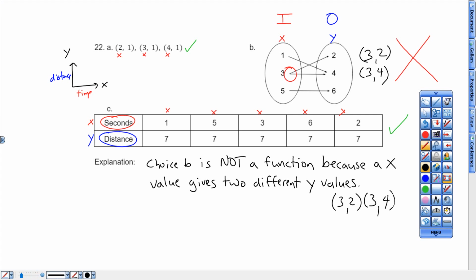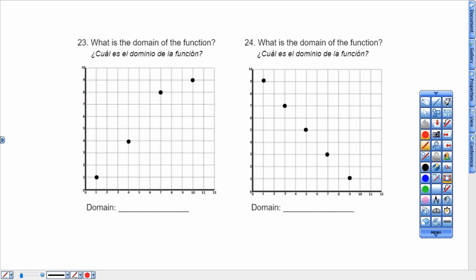All right, moving on. 23, domain. Domain are all my x numbers. This is my x-axis, all the x numbers for these dots. So that first x number, 1. The second x number, 4. Third x number is 7. We just want you to list the 4 x numbers from those coordinates. 1, 4, 7, 10.